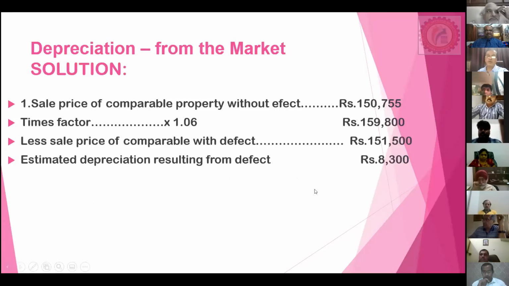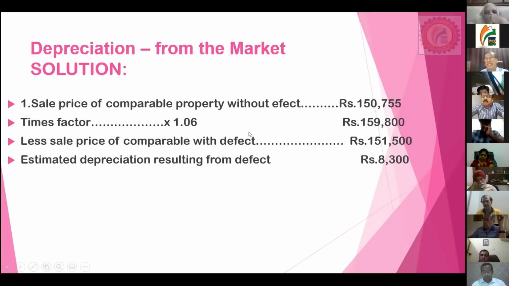Okay, so now I hope all of you have understood how to make an adjustment for the time factor. Now this will be the depreciation, and this depreciation we got from the market. That means we have compared the two sales data, one with the defect and one without defect, and we have made an adjustment for the time factor. Since we are valuing the property today, we have made an adjustment for the time factor. We have arrived at these two figures, so the difference of these two gives the depreciation value.